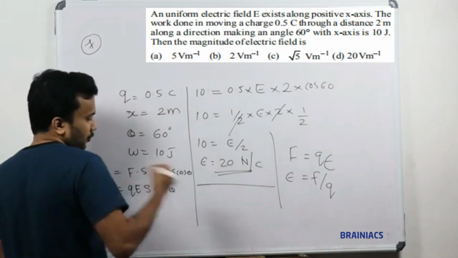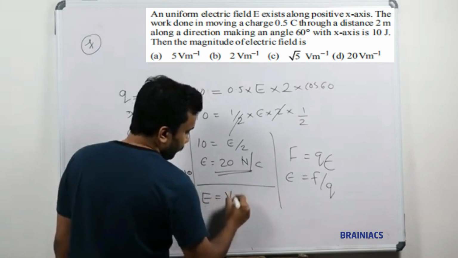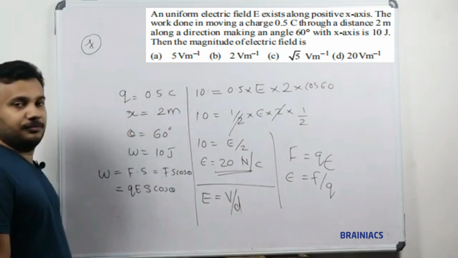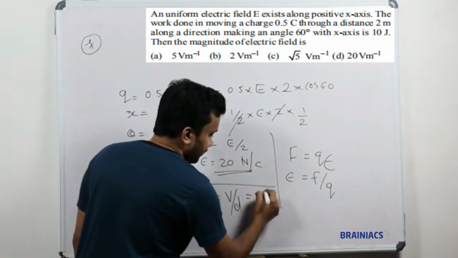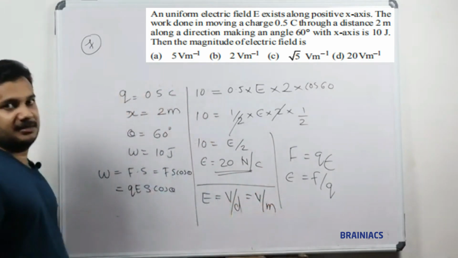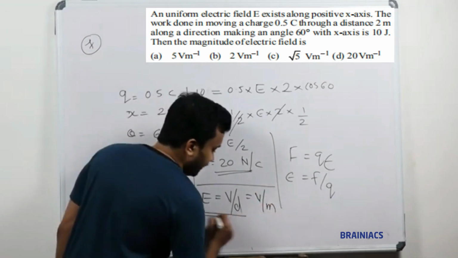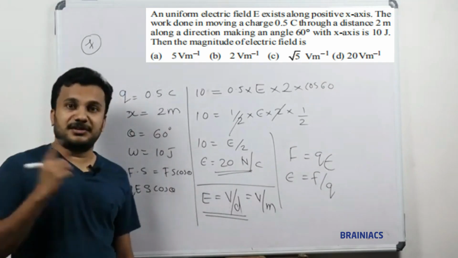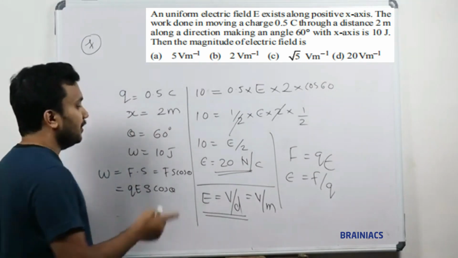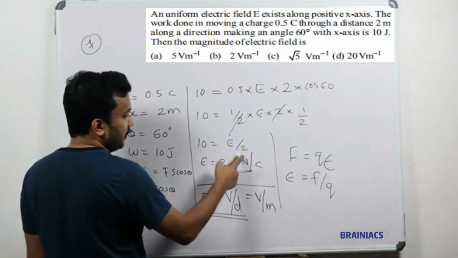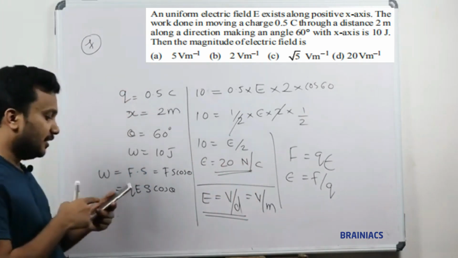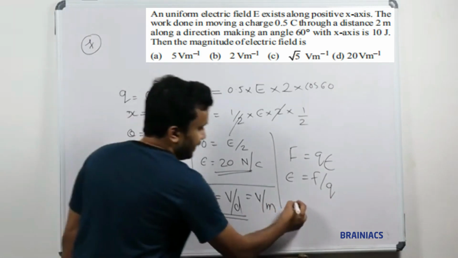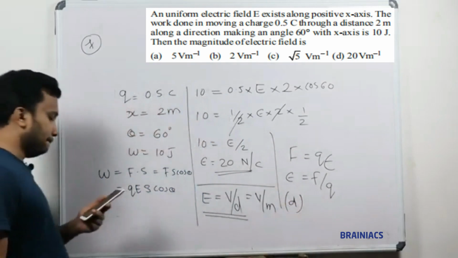There is one formula. You don't want to remember it now. E is equal to V by d. V means voltage divided by meter, volt per meter. This is another formula of electric field. This is related with the potential. This we will learn when we go to the next topic, the capacitance chapters. But here, instead of the unit Newton per coulomb, volt per meter is written in the question. So answer D is the right answer for question number 7. Answer is D. Okay.